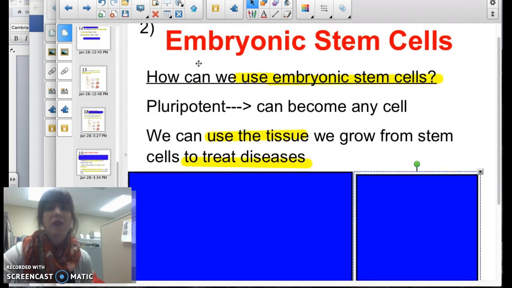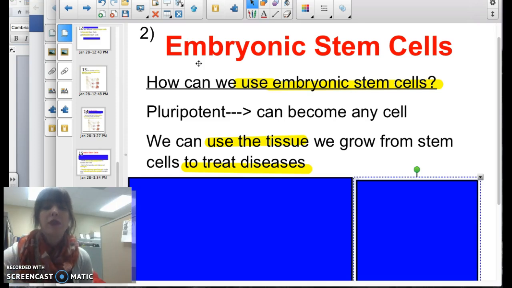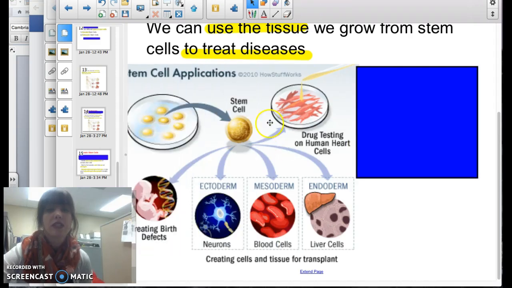So how can we use embryonic stem cells? Well, remember, they are pluripotent. Unlike somatic adult stem cells, they can become almost any cell. There are very few limitations to what they can become. And we can use the tissue we grow from stem cells to treat diseases. For instance, we can harvest those stem cells from that 5 to 7 day old blastocyst, and we can use certain drugs and chemicals to differentiate those cells into the cells that we want. If we were treating a blood disorder, we can turn them into blood cells, or if we were treating paralysis, we can turn them into neurons, or if we were treating organ failure such as in livers, we can turn them into liver cells.